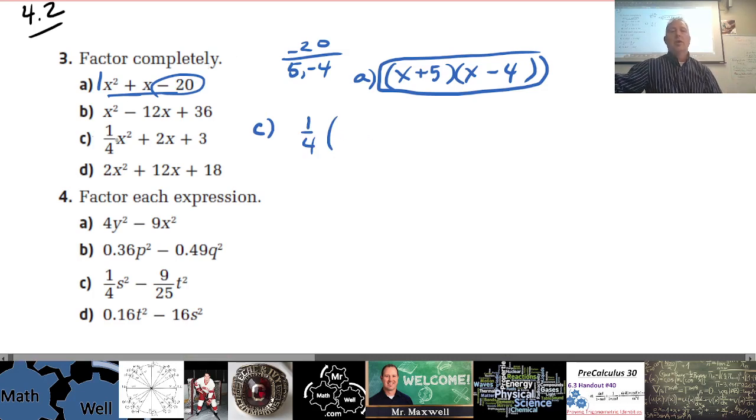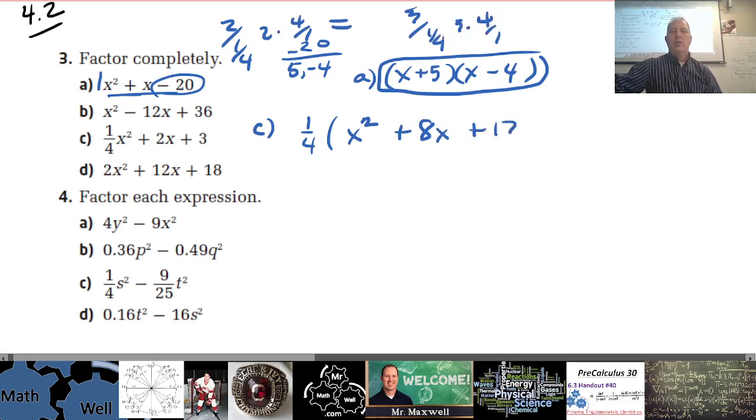And so 1/4 divided by 1/4 is just 1, so that turns into x squared. 2 divided by 1/4 is the same as 2 times 4 over 1, which is 8x. And 3 divided by 1/4 is the same as 3 times 4 over 1, which is 12. Correct. So that gets rid of our fraction, and it's easier to deal with this probably. So go ahead and factor this.